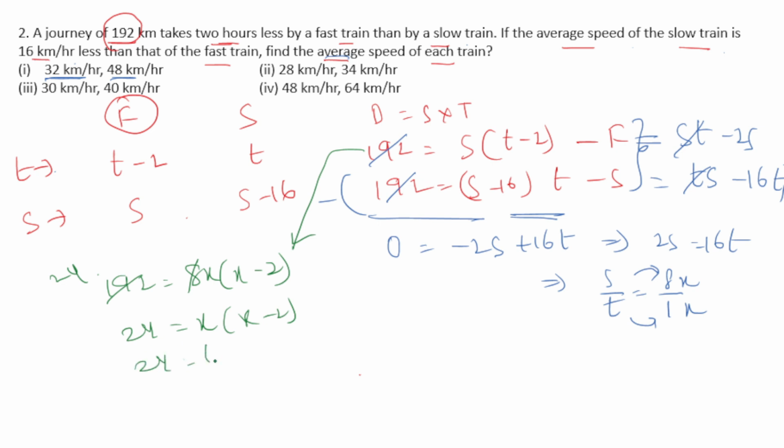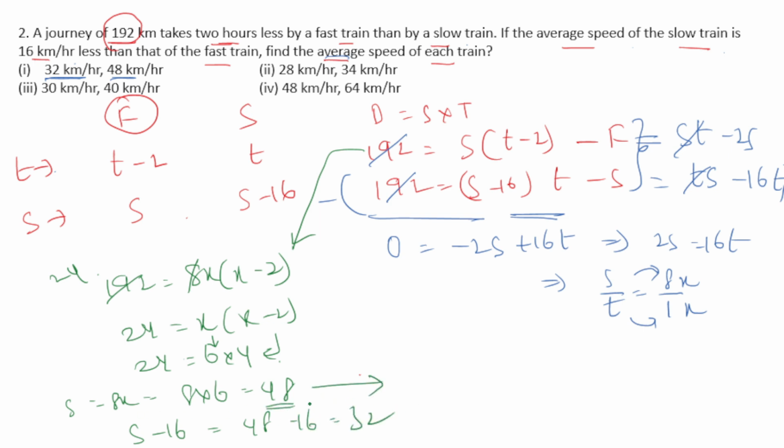We can write 24 as 6 into 4. Now x is equal to 6 and x minus 2 is 4. So what is the S value here? S is equal to 8x. It is 8 into 6. It is 48. And what is S minus 16 value? It is 48 minus 16. It is 32. So the average speed of the fast train is 48 kilometers per hour, and for the slow train, it is 32 kilometers per hour. 32 and 48. First option.